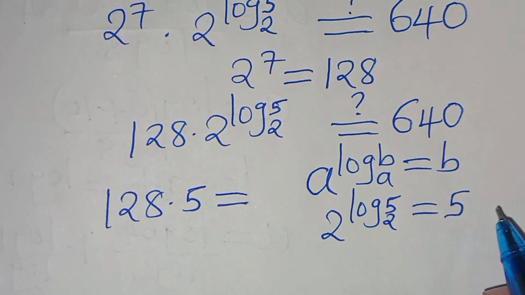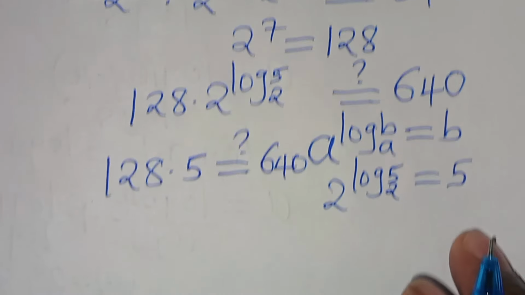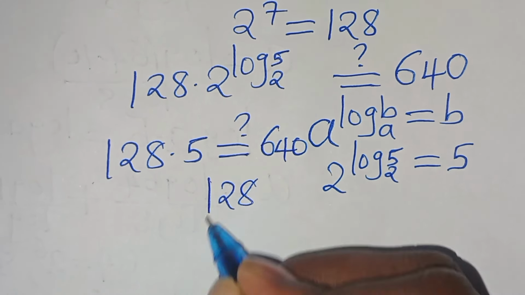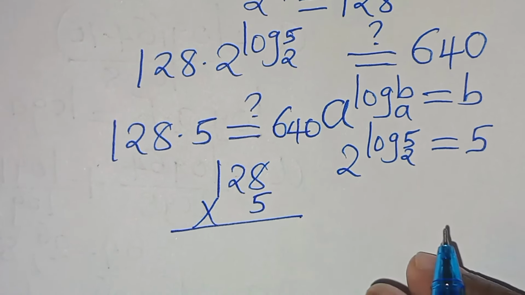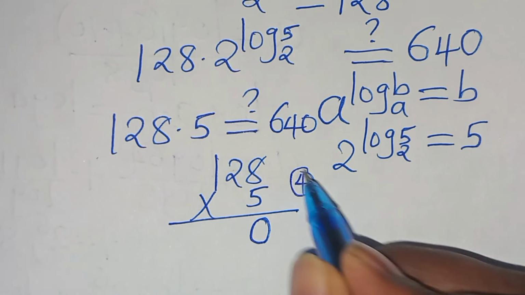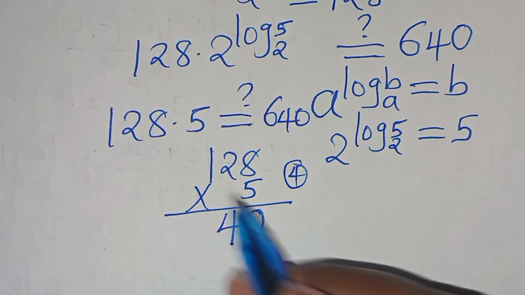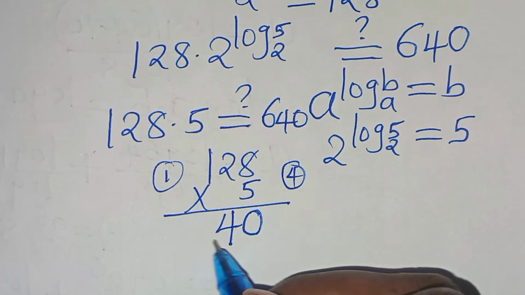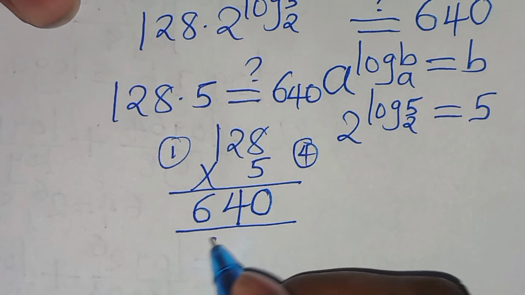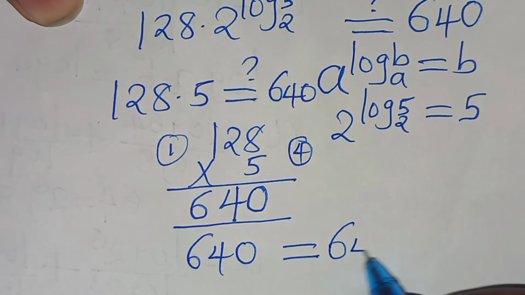This is supposed to give us a value of 640. So from here, we have 128 times 5. Here we have 8 times 5, this is 40. So 0, carry 4. Then 2 times 5 is 10 plus 4, this is 14. So 4, carry 1. Then 1 times 5 is 5 plus 1, this is 6. So we have 640, this is equal to 640.